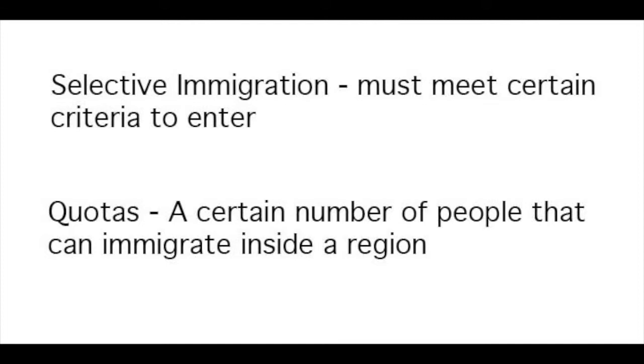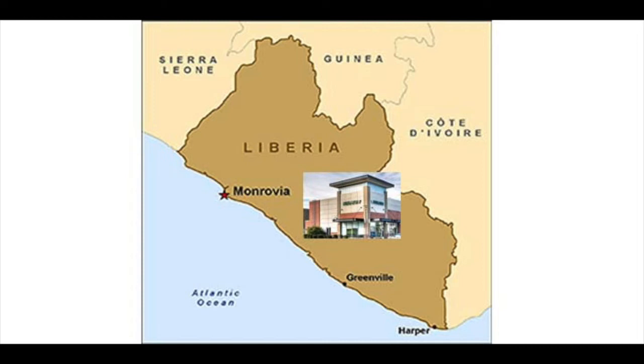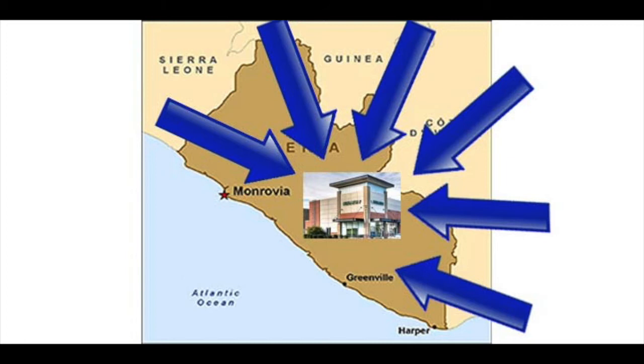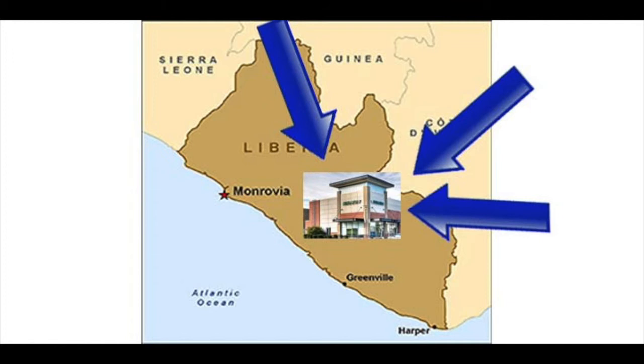In regards to immigrant waves, it's important to look at ideas such as selective immigration as well as quotas. Let's say, for example, that a less developed country, like Liberia, gets a Wingstop in its capital. Because of the pull factors associated with the deliciousness of Wingstop, it's conceivable to believe that many millions of Liberians would move to the Wingstop. As such, a government might place a selective immigration act known as a quota on the region. A quota places a limit on the amount of people that can enter a certain area. In essence, it limits immigration.